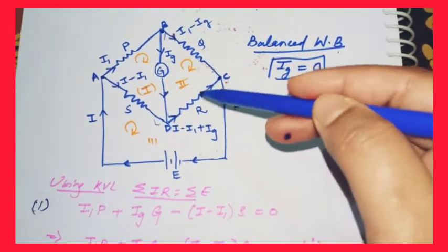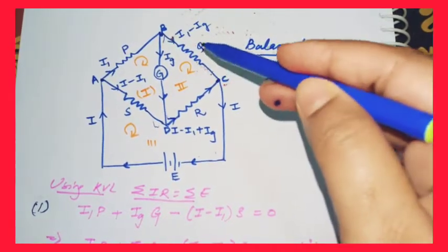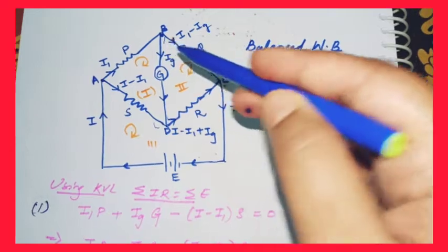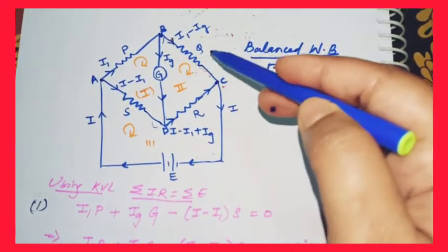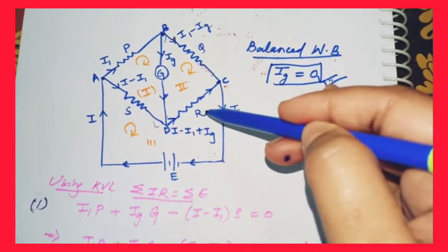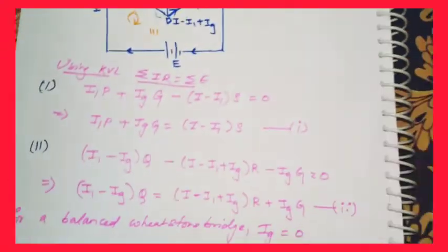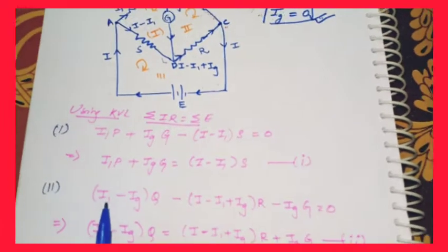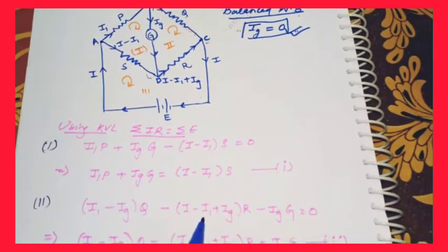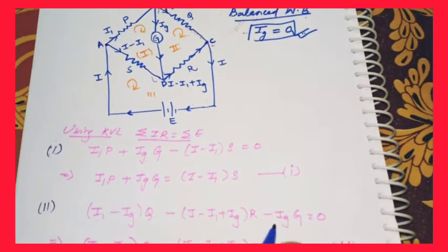Similarly, let me take the second loop, students, that is loop BCDB. So I have again taken my direction to be clockwise, and you can see my direction and the current direction are the same for Q, and not the same for R, nor for G. That's why only the product of current and resistance for Q will be positive, and the product of current and resistance for R will be negative. The product of current and resistance for G will be negative. So I will get my equation.